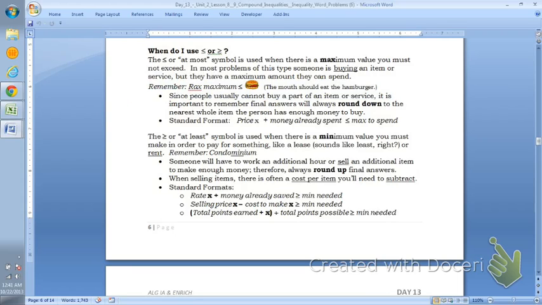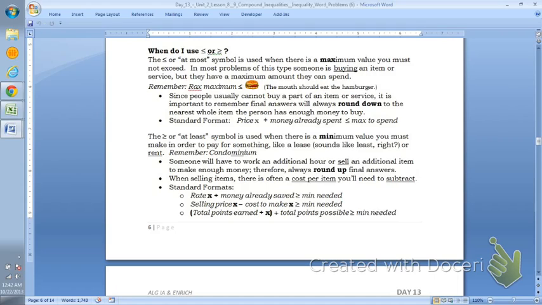sometimes you'll get an answer that ends in a fraction or a decimal. Most of the time you cannot buy part of an item or a service. For example, if you went to Rax, you can't just buy half of a hamburger. But let's say you get an answer of 3.5 for the amount of hamburgers you could buy. You can't buy 3.5 hamburgers, but your money will only allow you to buy at most 3.5. Therefore, you will always round your answer down to the nearest whole item. So the most you can buy is 3 hamburgers. So always round down when you're using maximum.